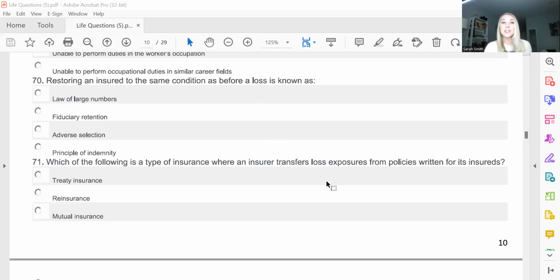Restoring an insured to the same condition as before a loss is known as what? This is another one of those vocab terms that you guys have to know. You are not going to pass this if you do not understand what the principle of indemnity is, because the principle of indemnity is basically the definition of insurance. To restore an insured to the same condition as before the loss. Principle of indemnity.